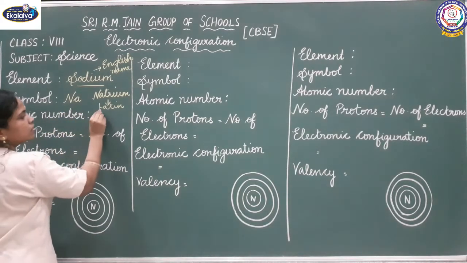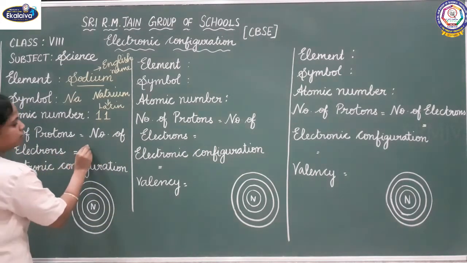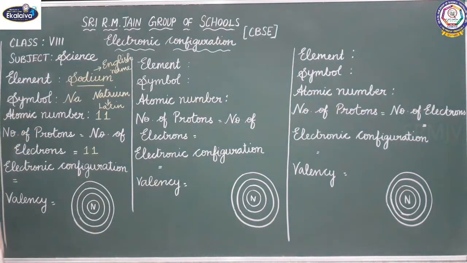Atomic number is 11. Number of protons, which is equal to number of electrons, is also 11. Electronic configuration: K shell can accommodate 2 electrons, L shell 8 electrons. 2 plus 8, 10 electrons. But sodium has 11 electrons. So, one more electron goes to the next shell, that is M shell. So, 2 plus 8 plus 1 is equal to 11 electrons.